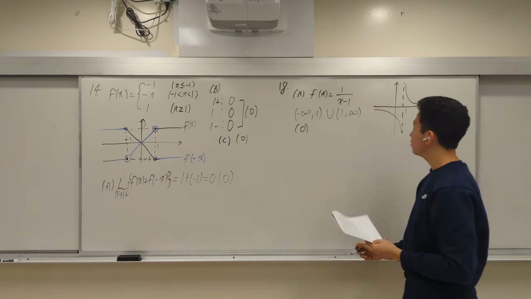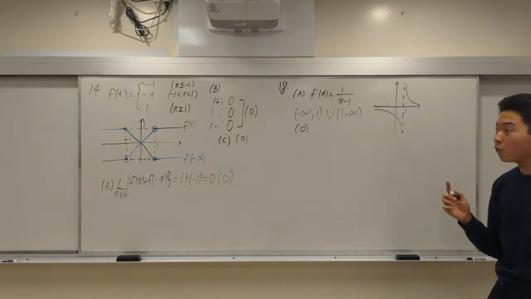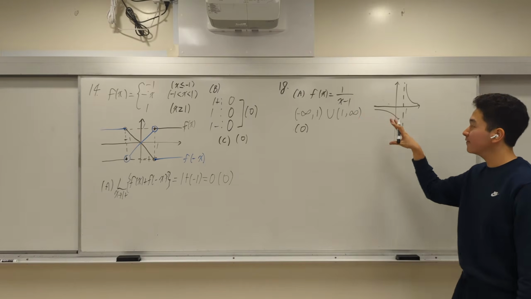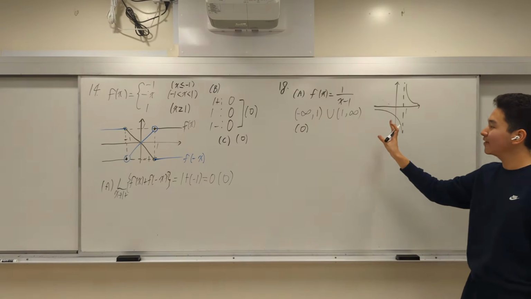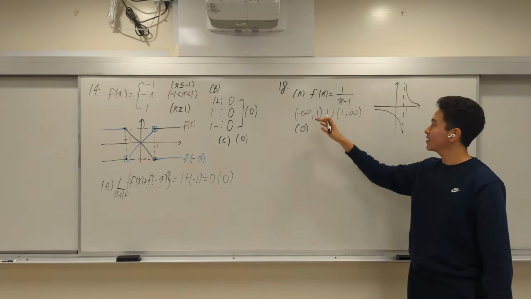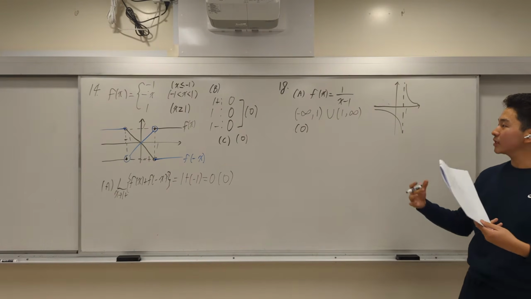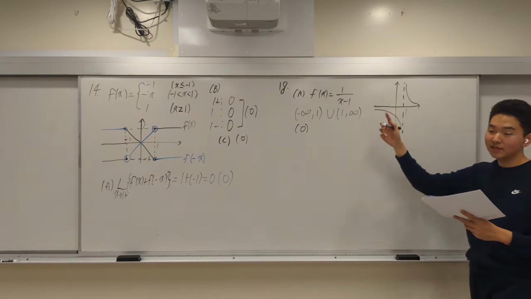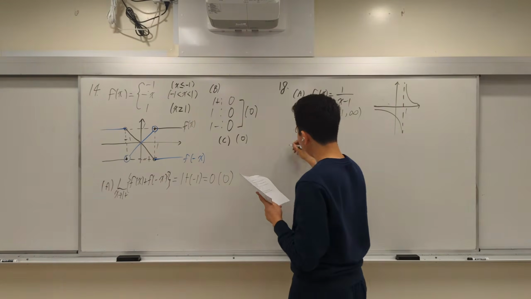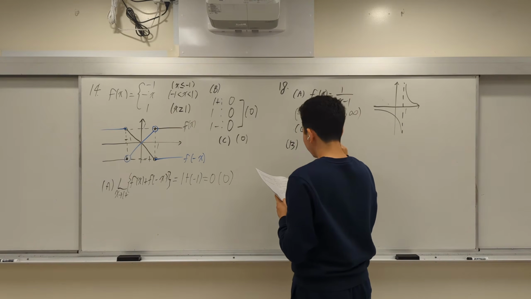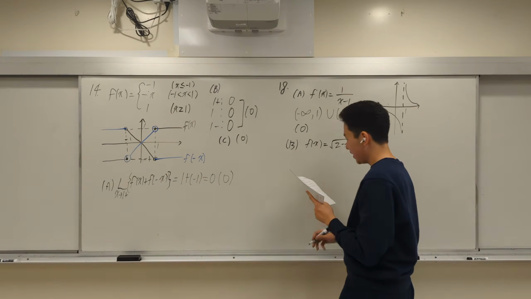And even if you don't know the graph, the only possible point of discontinuity is at 1. If you go to 1 plus, it's positive infinity, and 1 minus, it's negative infinity, so the limit does not exist. So these two unioned together would represent all possible values of x where this is continuous. So A is true.